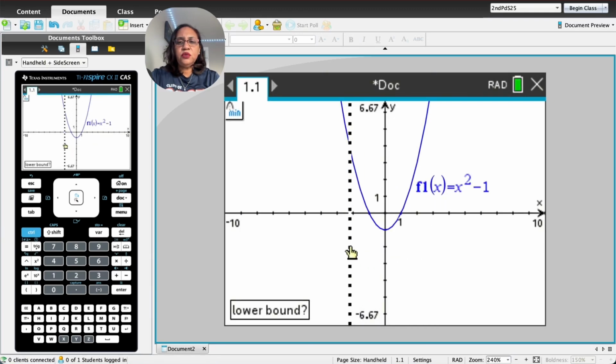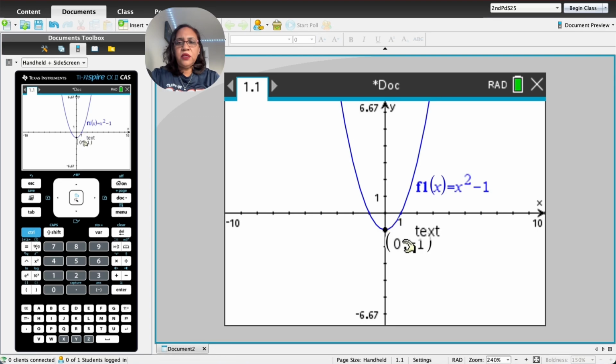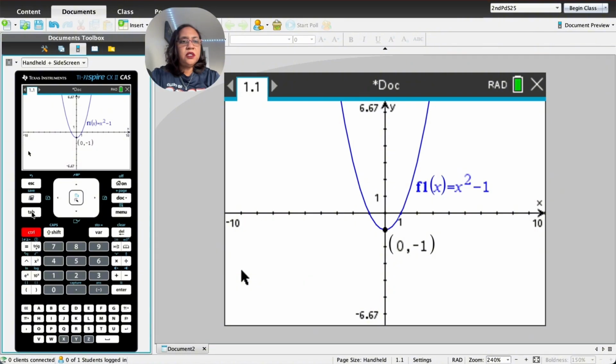And the way that you use the minimum function, now I'm looking for the vertex, right? So I'm going to click on the left side of the parabola and the right side. And then you can see here, and you can also move this around. It's easier with the teacher software. All right, I'm going to just undo that.